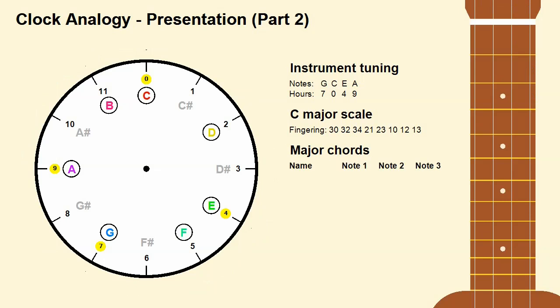C major chord, G major chord, F major chord. It is easy to remember the set of C, F, and G major chords, since it is symmetrical with respect to the axis that passes through the center of the face of the clock and the mark of the note C, the 0 hour.